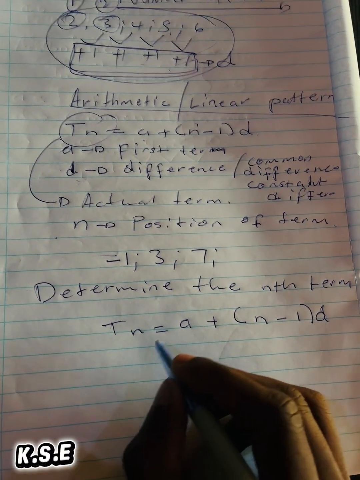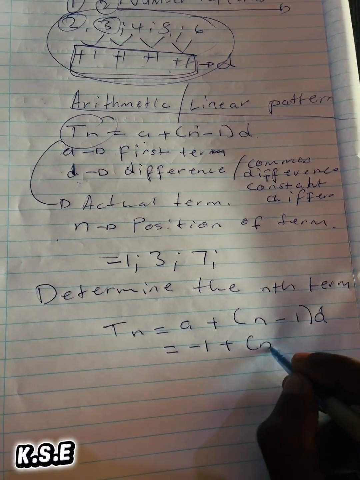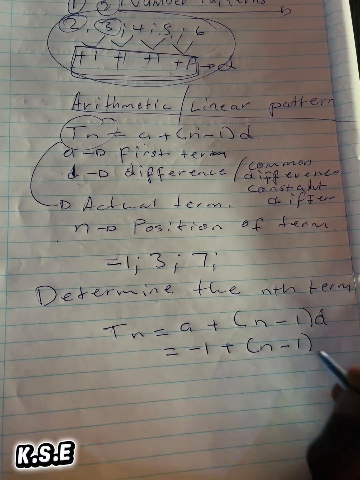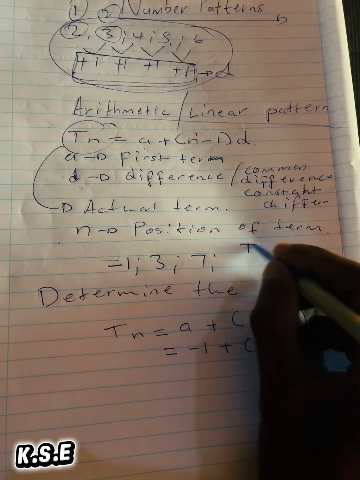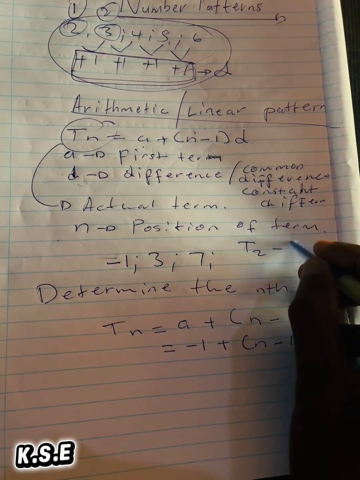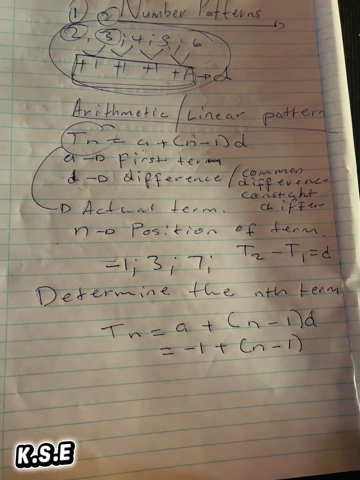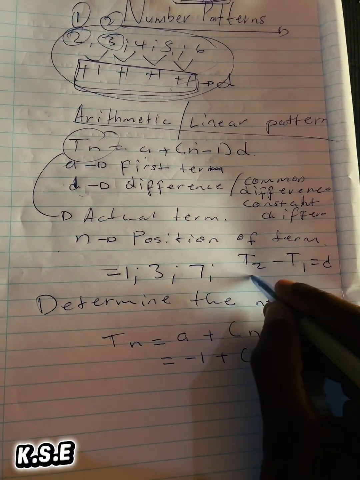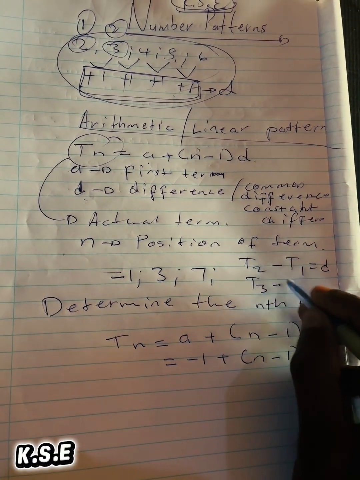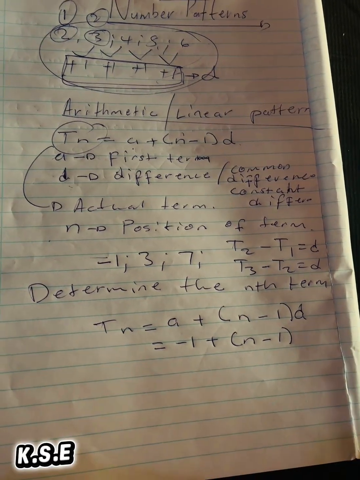The first term in this instance is -1, plus n minus 1 times d. The difference is going to be what? We have to find the difference. How will we find it? Term number 2 minus term number 1 is the difference d. We can also say term number 3 minus term number 2 is the difference. I hope you're with me.